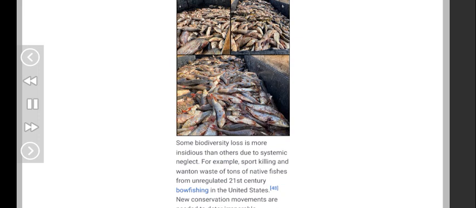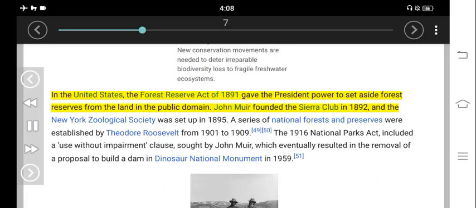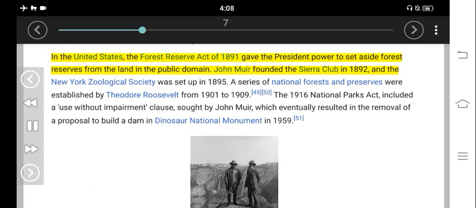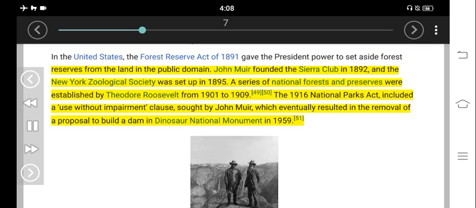In the United States, the Forest Reserve Act of 1891 gave the president power to set aside forest reserves from the land in the public domain. John Muir founded the Sierra Club in 1892, and the New York Zoological Society was set up in 1895. A series of national forests and preserves were established by Theodore Roosevelt from 1901 to 1909.